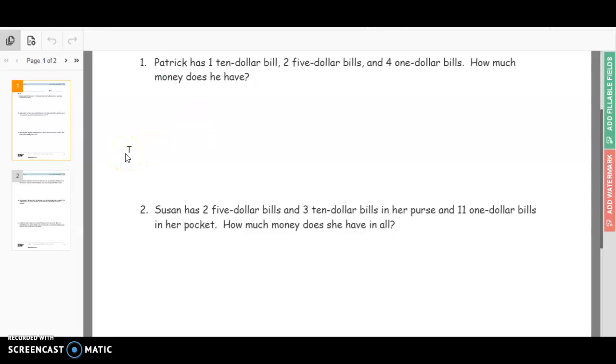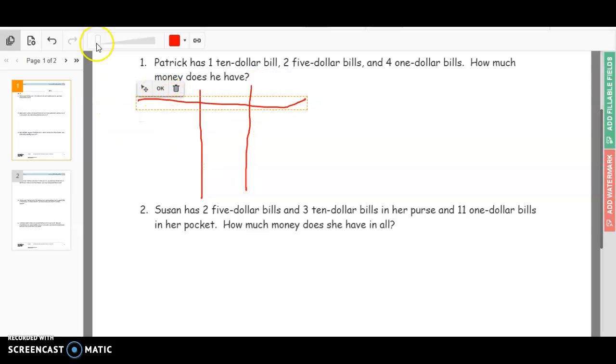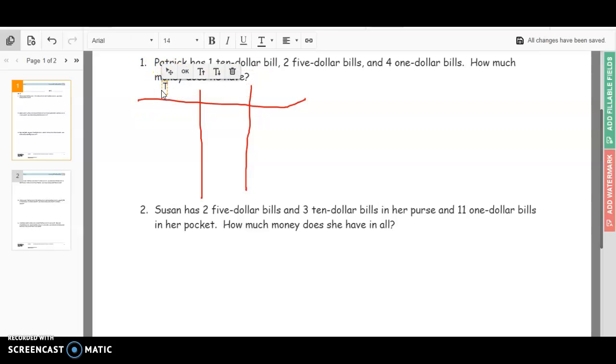Problem 1 says, Patrick has one $10 bill, two $5 bills, and four $1 bills. How much money does he have? Okay, so we're going to do the same thing as we did yesterday, and we're going to break it up into a table of each. So let's do here, this is for our $10 bills. This is for our 5, and this is for our 1.